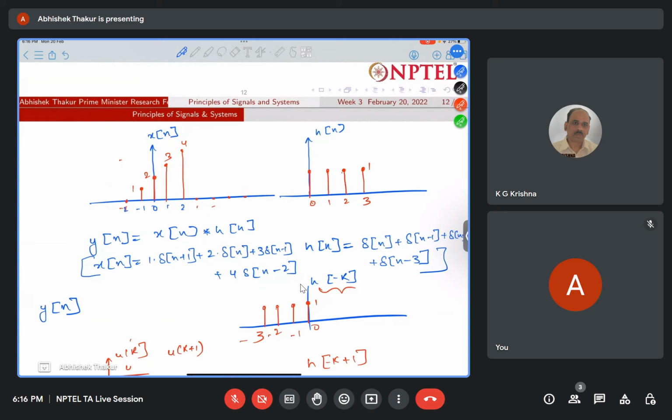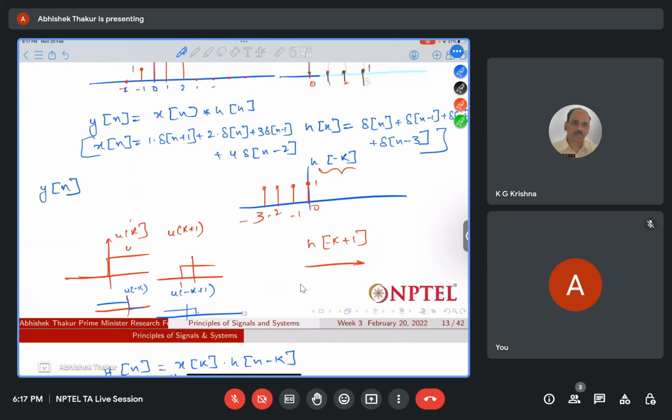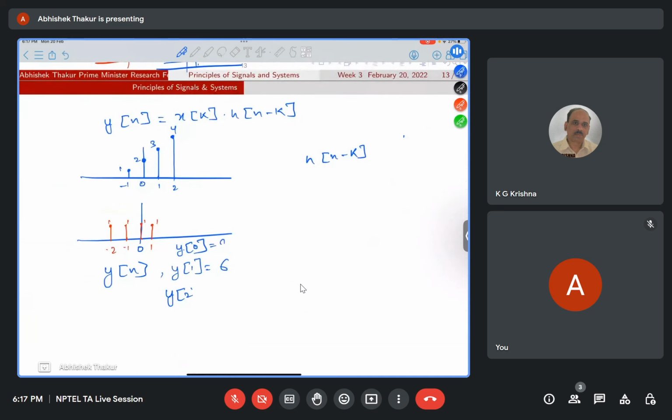So this will be at 0, 1 and 2. That will be 4 plus 3 plus 2, that is 9. Y0 is equal to 9. Y1 is equal to 6. Y2 is equal to, again you will shift 1 unit rightward. Then which term will be the common? This will start from minus 1. So minus 1, 2, 3, 4. All 4 will be common. 4 plus 3 plus 2 plus 1, that is 10.